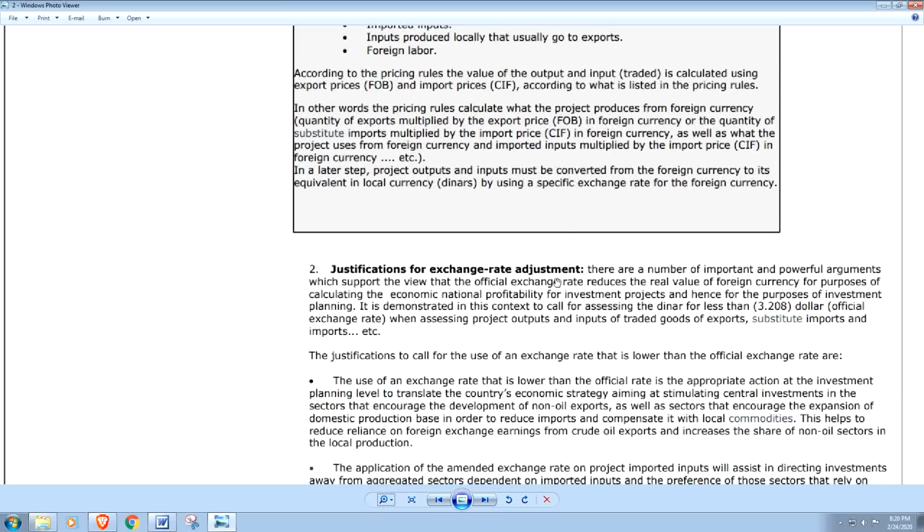All right, so watch what these people say because it's very interesting. There are a number of important and powerful arguments which support the view that the official rate reduces the real value of foreign currency for purposes of calculating the economical national profitability for investment projects and hence for the purpose of investment planning. It is demonstrated in this context for calling for assessing the dinar less than the $3.20 rate.